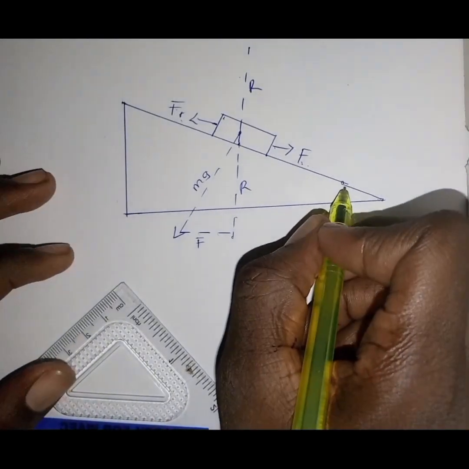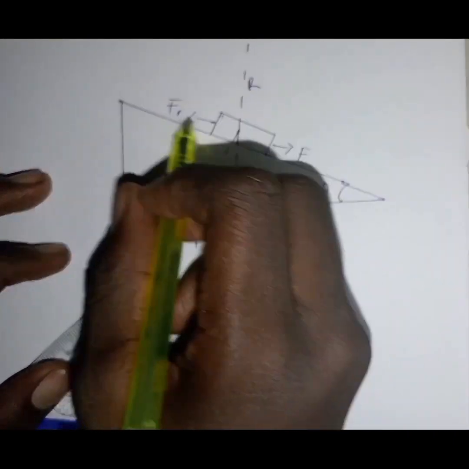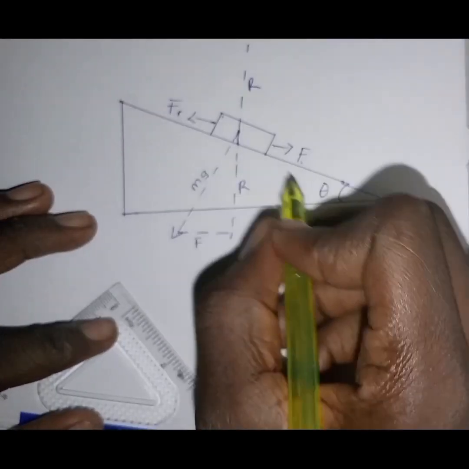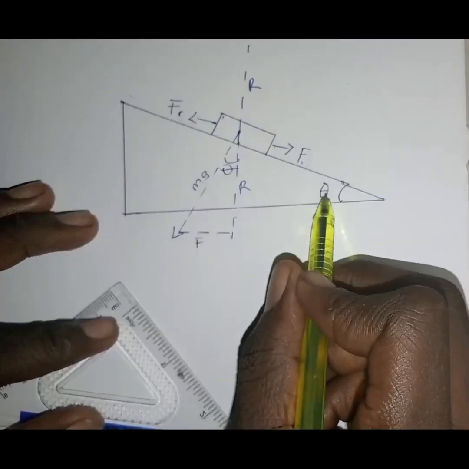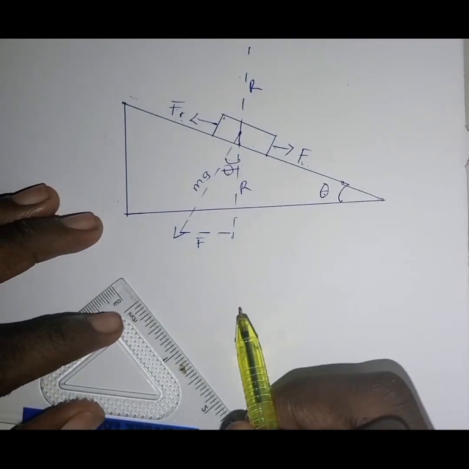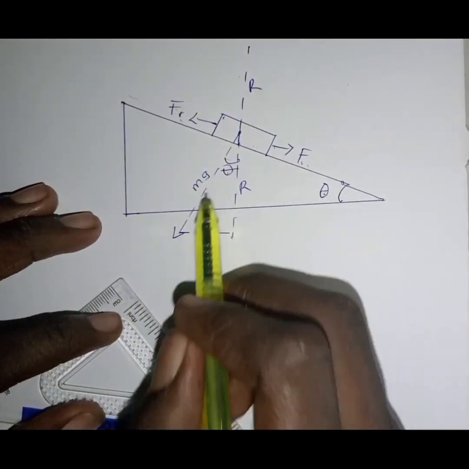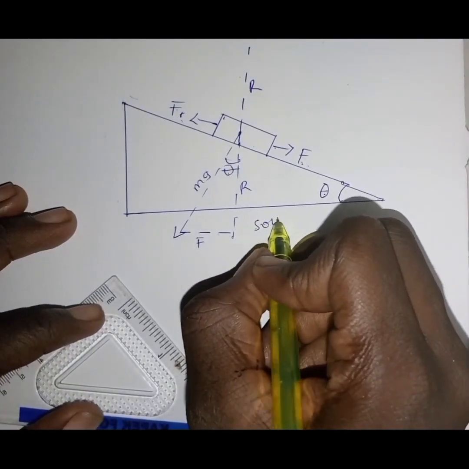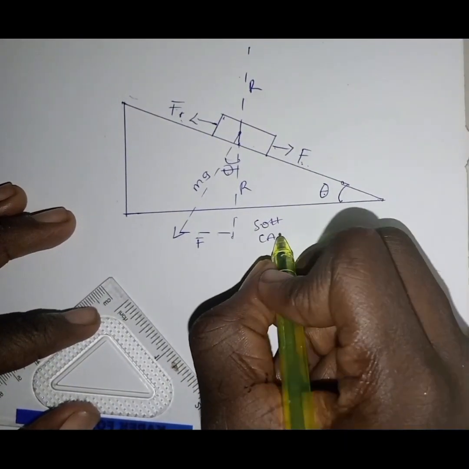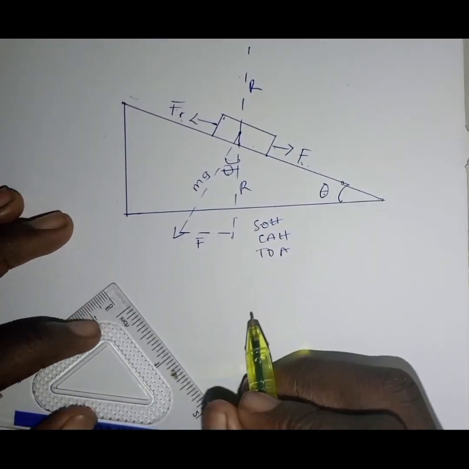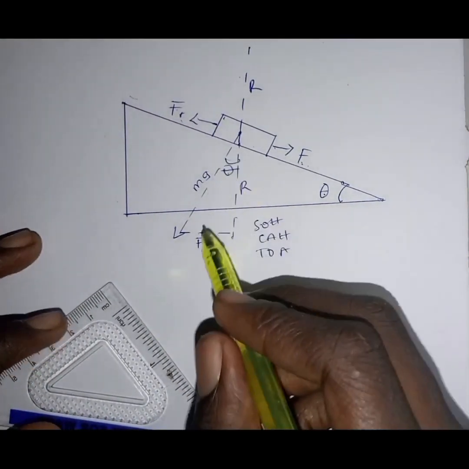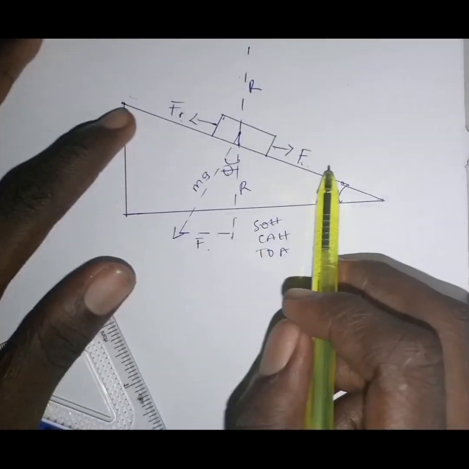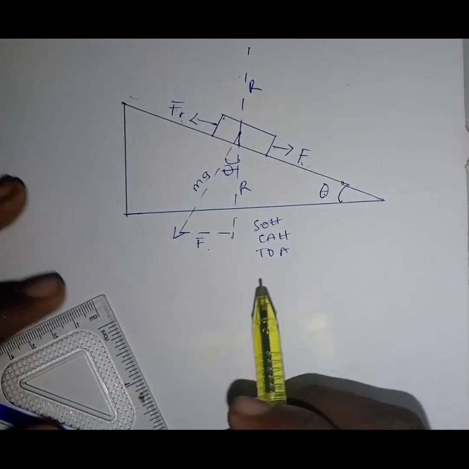Okay, now this is the angle made by the inclined plane with the horizontal ground. Now this side is also the same thing, theta. The angle made here is also theta. Are we together? Now let's use SOHCAHTOA to calculate our force and normal that are acting on this load on the inclined plane.